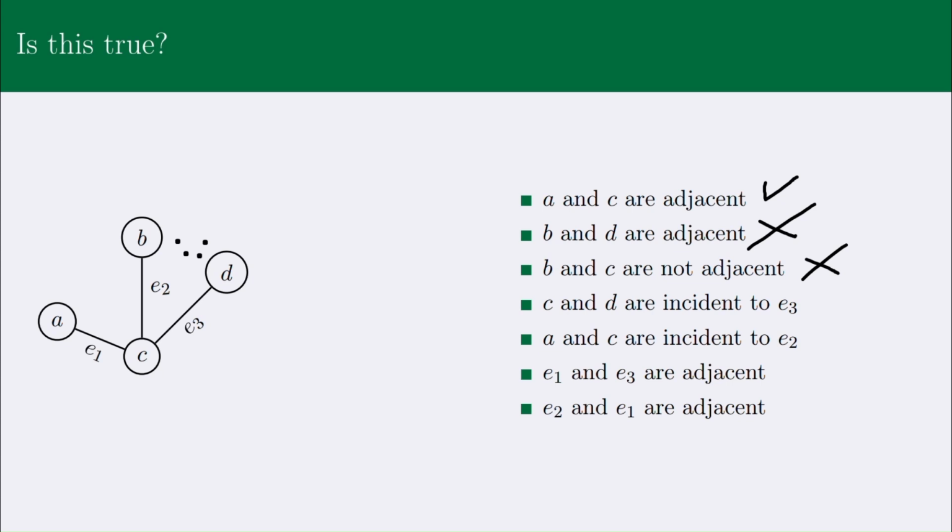C and D are incident to E3. Yes. A and C are incident to E2. A and C are incident to E1, not E2. So this is also false. E1 and E3 are adjacent. E1 and E3 are adjacent because they have a common vertex C. So that's true. E2 and E1 are adjacent. Yes, they have a common vertex.